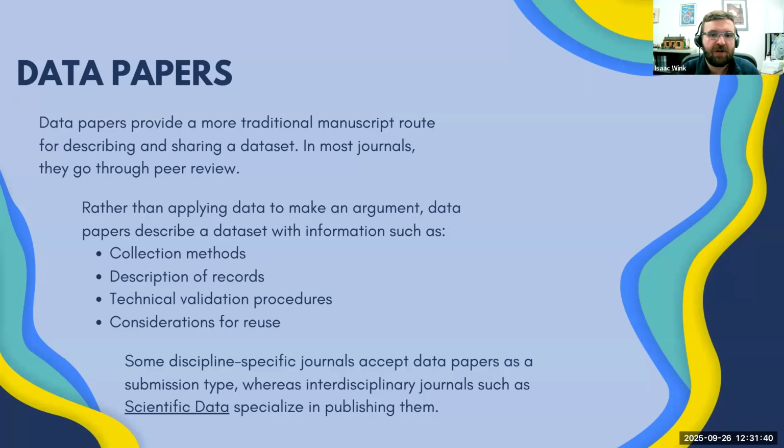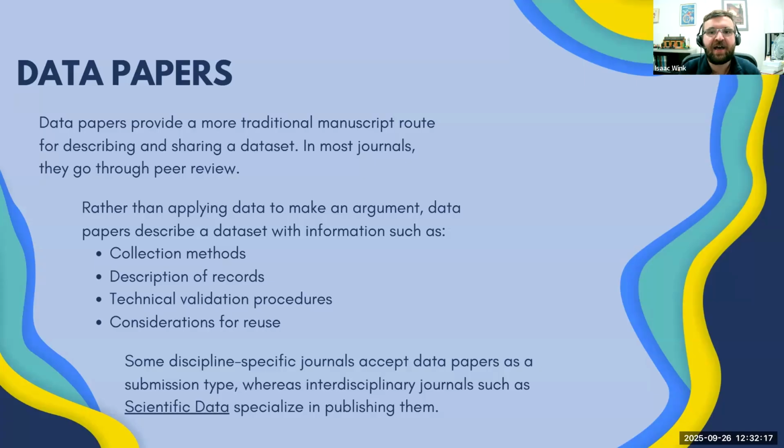The format of a data paper will typically lay out relevant information for your data set. And that typically includes collection methods. So how did you generate this data? A description of the records that goes beyond what you might be able to just include in documentation included in that data set. Any technical validation that you underwent with your data, quality assurance to make sure that all the results there are valid, and how you caught or corrected any mistakes. And then finally, they also typically include considerations for reuse.